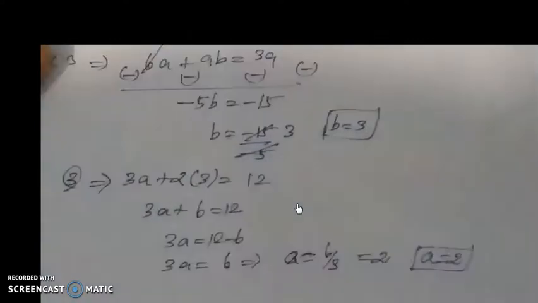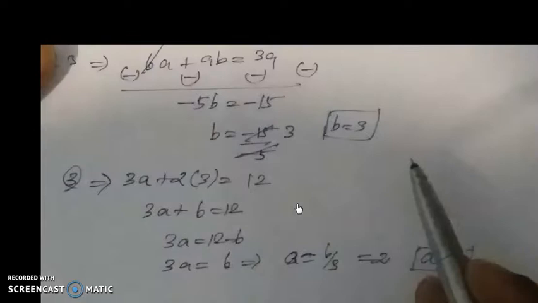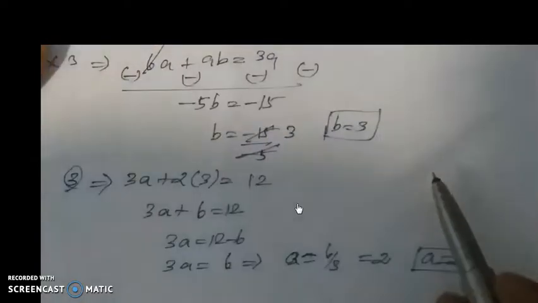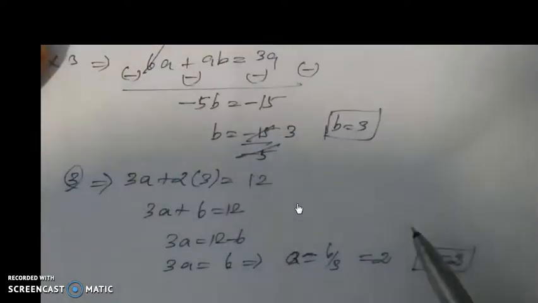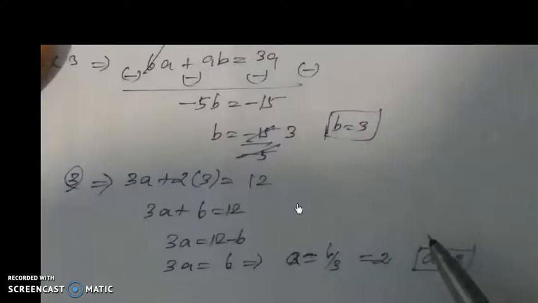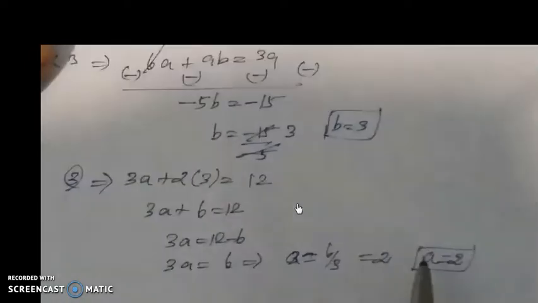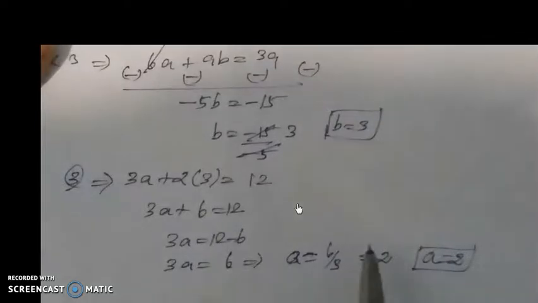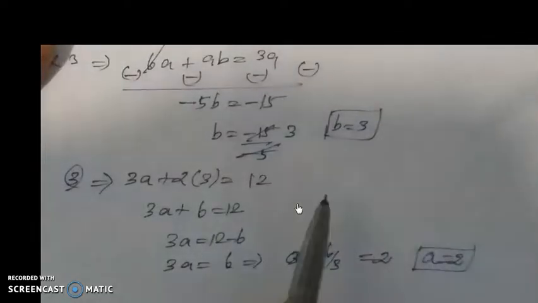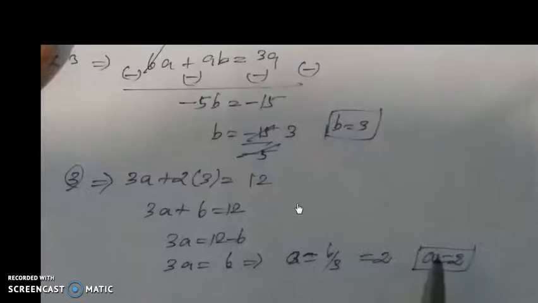So we found the value of a and b now. But we need the value of x and y, because the given equation contains the variables x and y only. So we need to answer the questions in terms of x and y only. Here, for our convenience, we changed the variables to a and b. Here a equals 2 and b equals 3, but we need the answers in terms of x and y.